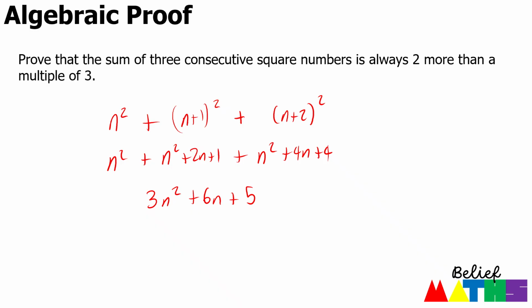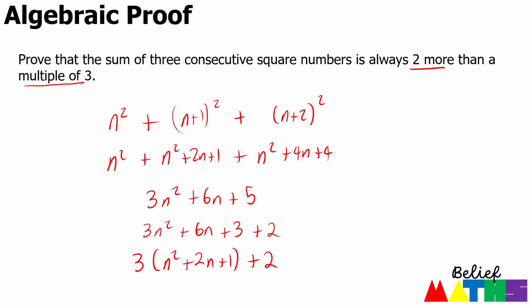Now it wants to prove that this is always 2 more than a multiple of 3. And a moment ago I said that if we want to prove it's a multiple of 3, we have to factorize out the 3. But we can't factorize 3 out of this expression. But it's 2 more than that. So what we're actually going to do is split this final 5 into a 3 and a 2. So that's plus 3 and then plus 2. All we've done is change this plus 5 into plus 3 and plus 2. Then for these first 3 terms you can factorize out 3. And you get 3 times (n squared plus 2n plus 1), which is a multiple of 3, and then plus 2. And that shows that it's always 2 more than a multiple of 3.